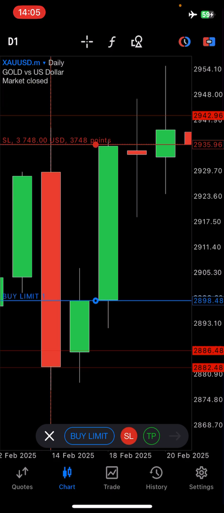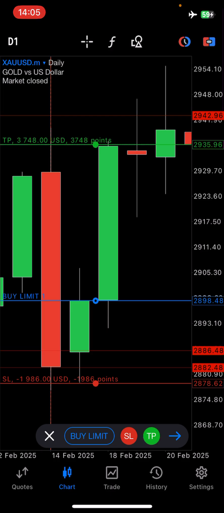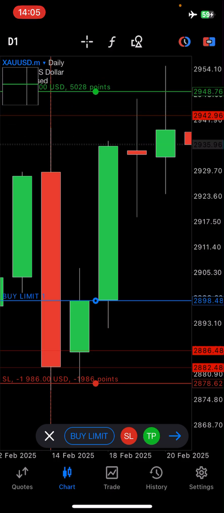And then where do we put our stop loss? We put our stop loss right there on that low, because you know that the market isn't supposed to go there if it's going to go up. That's what we know. And then we can take our profit.